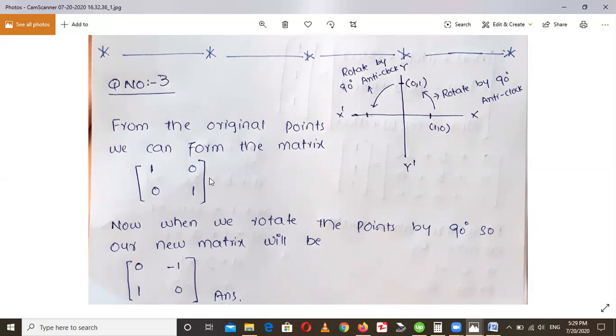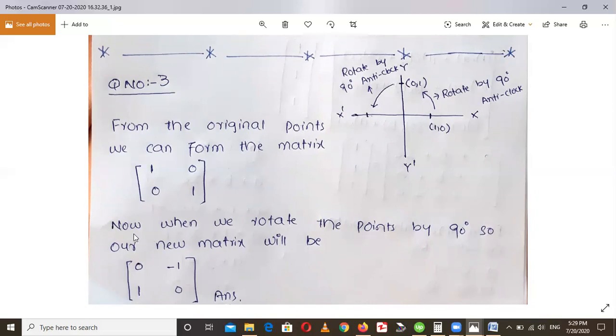This matrix will be formed from this point, which will become 1, 0. I will write this in vertical position, so I have written here 1 and 0. And this is 0, 1. I have also written it in the vertical position, so I have written this 0 and 1.